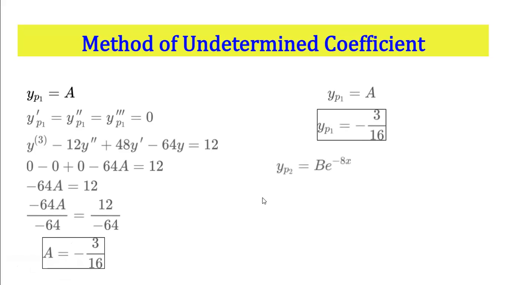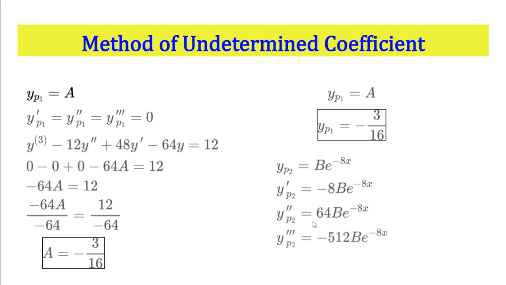So we can move to y of p2, which is our second particular solution. We will differentiate 3 times here. Differentiating for the first time, we have minus 8b e to the minus 8x. Differentiating for the second time, by multiplying minus 8 by minus 8, we get positive 64. So y prime prime now we have 64b e to the minus 8x. Differentiating for the third time, we say minus 8 times positive 64, and we have minus 512b e to the minus 8x.